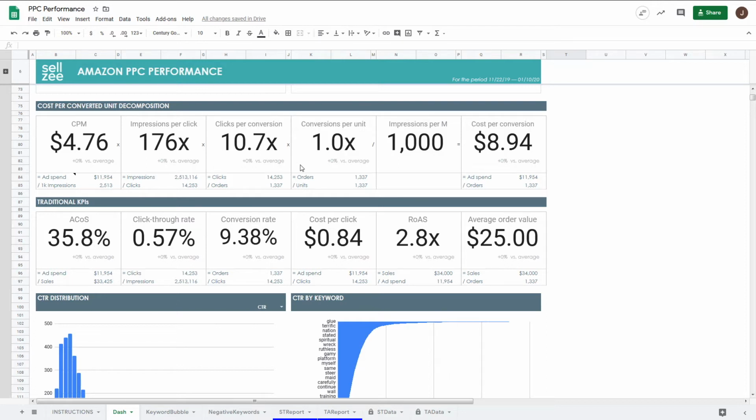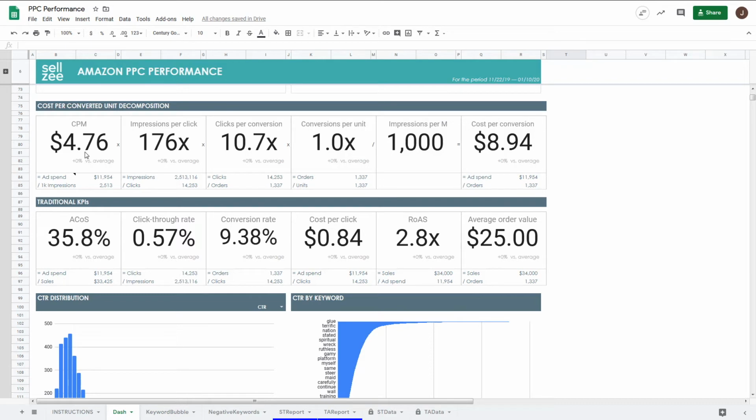So the same thing applies here. If you start at your cost per conversion of $8.94, now it's not only possible, but it's practical to break down and really see the individual drivers behind why you're ending up at $8.94. So here's exactly how you do that. How did you end up at $8.94?